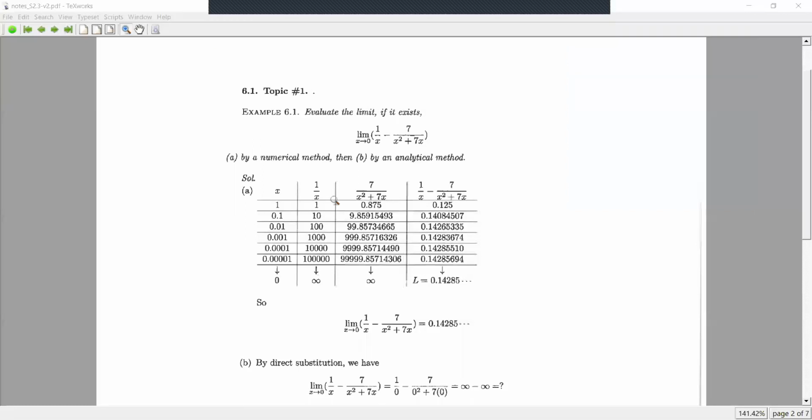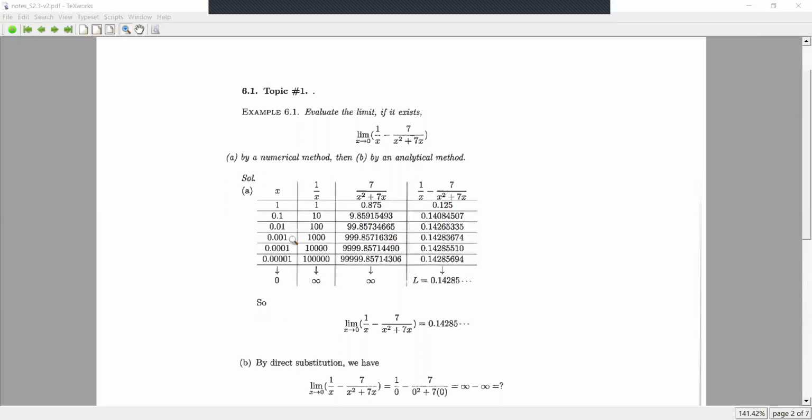Here is the solution to part A. To find the limit, I make this table. The first column is for x, the independent variable. The second column is for 1 over x. The third column is for the second term of the function. The last column is for the whole function. Now, I let x approach 0 by taking on these numbers.